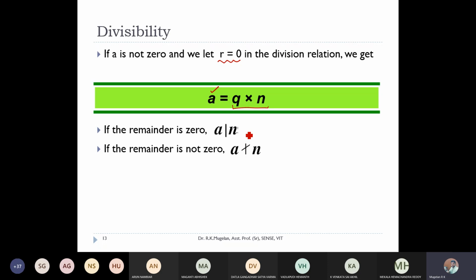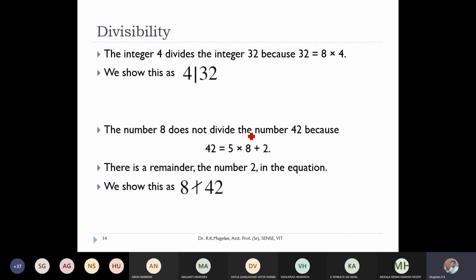In cryptography, whenever I represent a vertical line between a and n, it means the remainder is 0. That means a and n are perfectly divisible. If I represent a vertical line which is crossed, between a and n, it denotes that a and n are not perfectly divisible. So I can write it like this: if I write 4 vertical line 32, 4 will divide 32 perfectly. If I write 8 with the crossed symbol 42, 8 can't divide this value perfectly, which will give us some remainder.